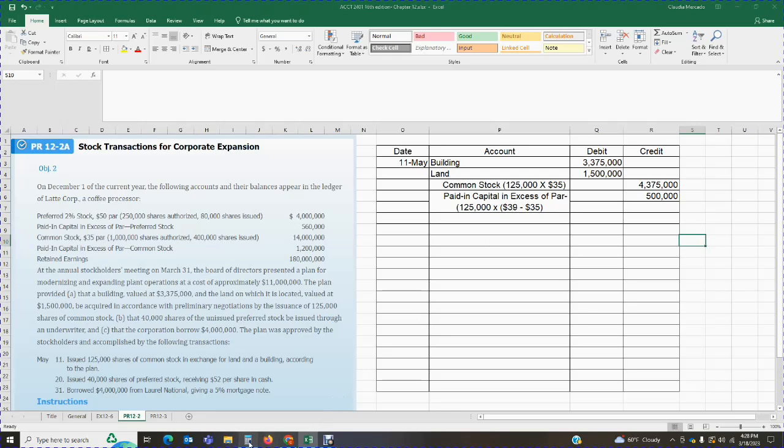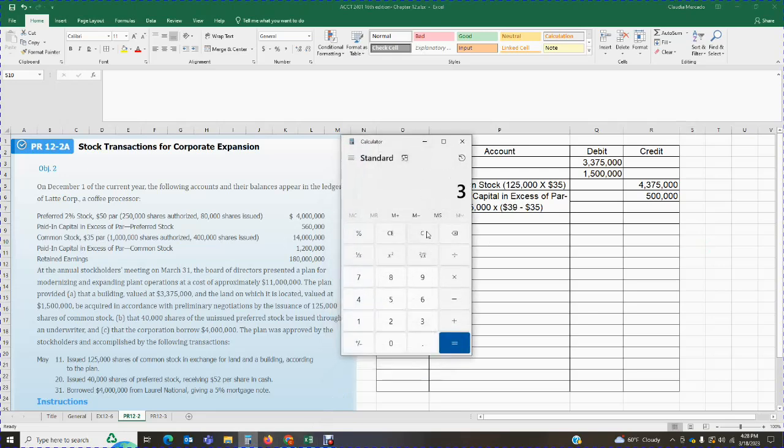Now we get our $39 and multiply it by the 125,000 shares. That gives me $4,875,000, which is the value of the land and the building. So our actual value, even though par is 35, we paid a premium for it at $39. We obtained the $39 by getting the total cost of both the land and the building, dividing by the number of shares outstanding that we're issuing, and that gives us $39 a share.